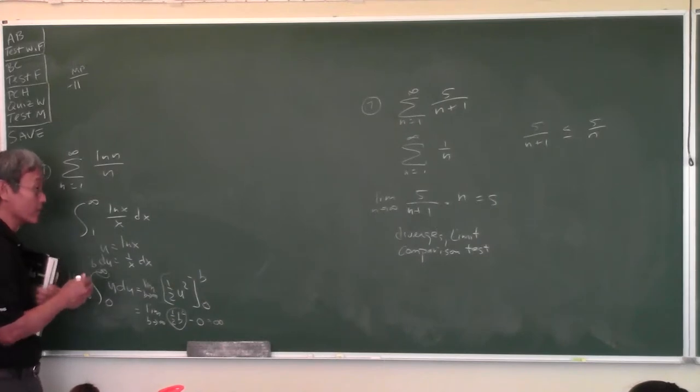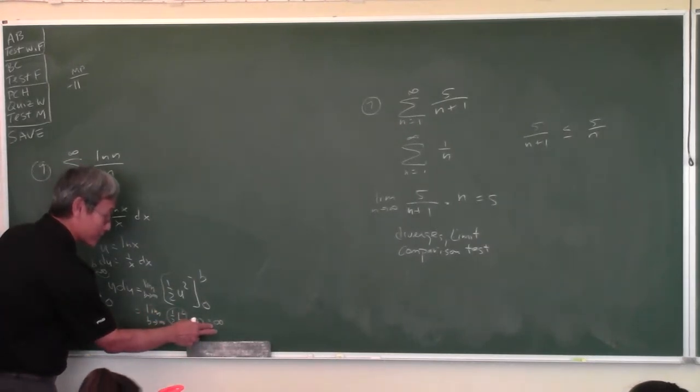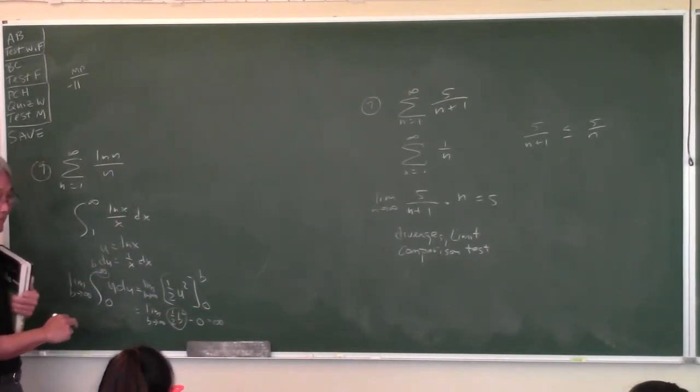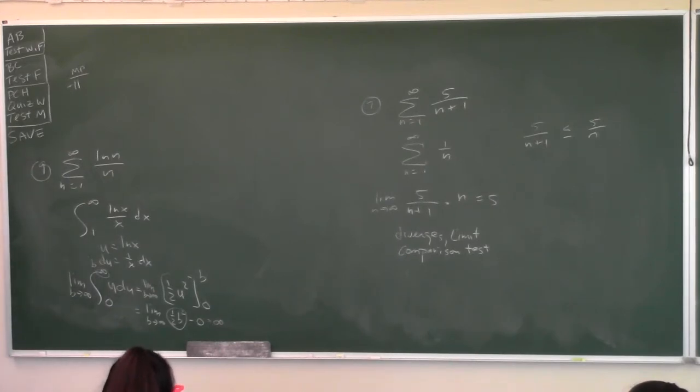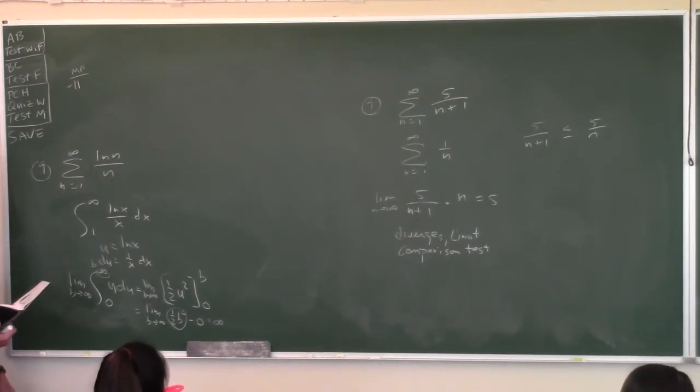Divergence. They both converge or both diverge. So since this one diverges to infinity, that one diverges to infinity. So you could have used three different tests on that one. You know the direct comparison? If the one you're comparing it against diverges, you have to look to see if it's bigger.